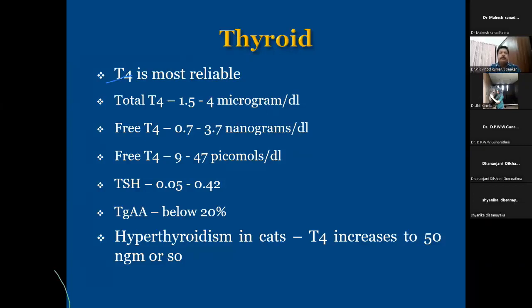And thyroglobulin autoimmune antibodies. Autoimmune thyroiditis is very common, and TGAA is a protein which is estimated, and this should be below 20% in a normal thyroid. If it is above 20%, we can say it is autoimmune thyroiditis. Hypothyroidism is very uncommon in the cat and normally cannot be found. But hyperthyroidism is the commonest thyroid dysfunction in the cat, and T4 increases up to 50 nanograms or so. That is something regarding thyroid.